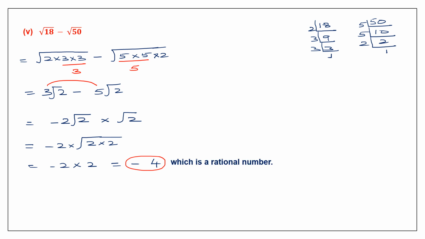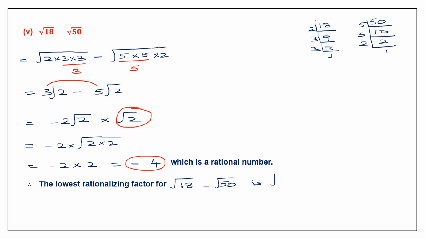That means what is the number that gave us this rational number? The number that gave us this is, it was only a root 2, isn't it? We had to multiply only by root 2. So this we simplified, we wrote it like this, we got this answer. Then to get a rational number, we multiplied it with only root 2. So root 2, this is the lowest rationalizing factor for root 18 minus root 50. So let's write that. Therefore, the lowest rationalizing factor for root 18 minus root 50 is root 2. So we got root 2 as our answer. This is our final answer.